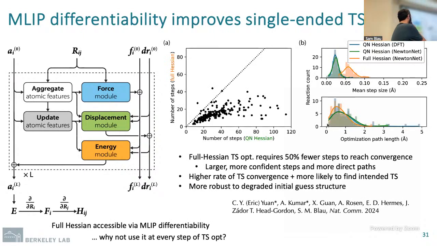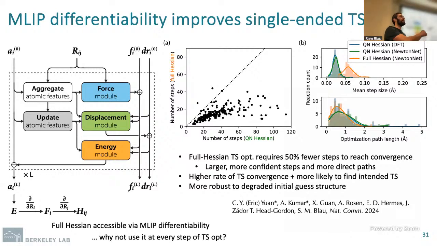In this work published in Nature Communications, we show that if you use the full Hessian at every step of the TS optimization, it takes half as many steps to reach convergence. You take larger and more confident steps and more direct paths. That's what this is showing: the mean step size is larger, the optimization path length is shorter. You're just taking a more direct route to the transition state. Far fewer steps on average, higher rate of convergence, more likely to find the intended transition state, and you're more robust to degraded initial guess structures. So there you go. Autodiff, use that second order information, improve your transition state optimization.